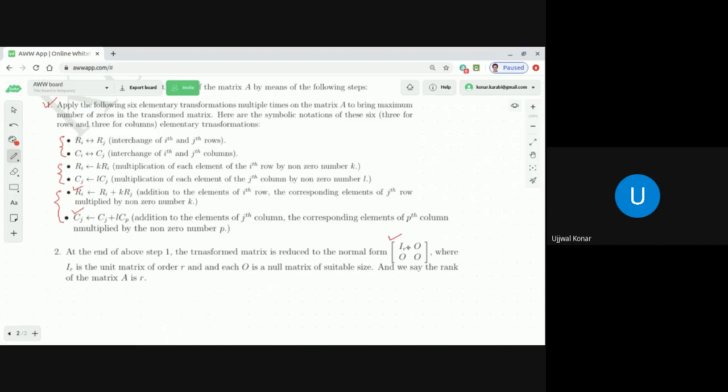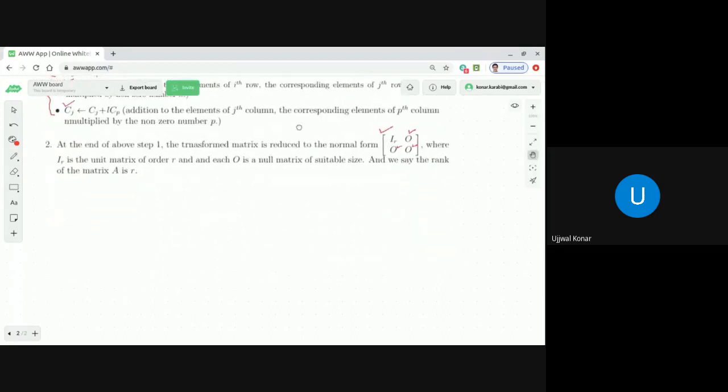If you see, Ir, 0, 0, 0, that 0 is actually denoted as the null matrix, which means all the elements are 0. And Ir is an identity matrix of order r. Each O is a null matrix of suitable size, whatever size you can define. Then, if the transformed matrix is reduced like this, you can say the rank of the matrix A is r. Let me first explain how this is obtained. After that, we will take a very practical example.